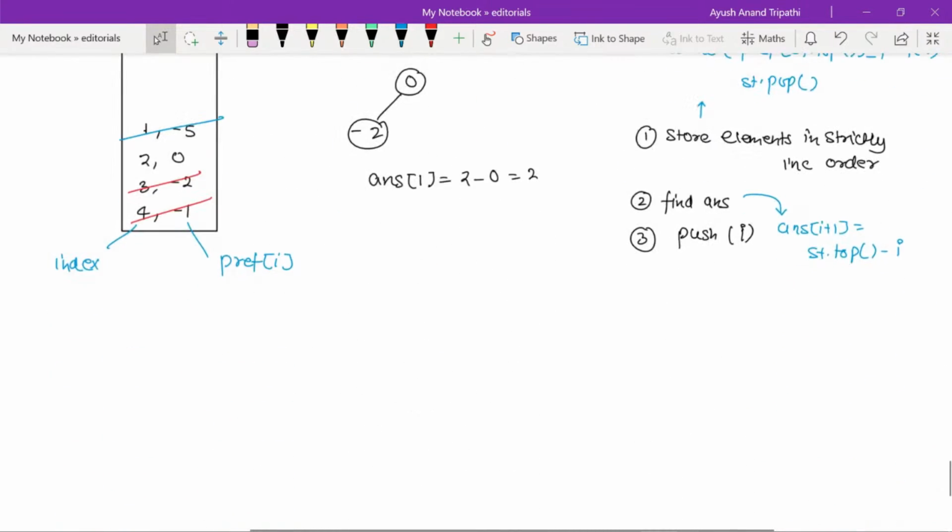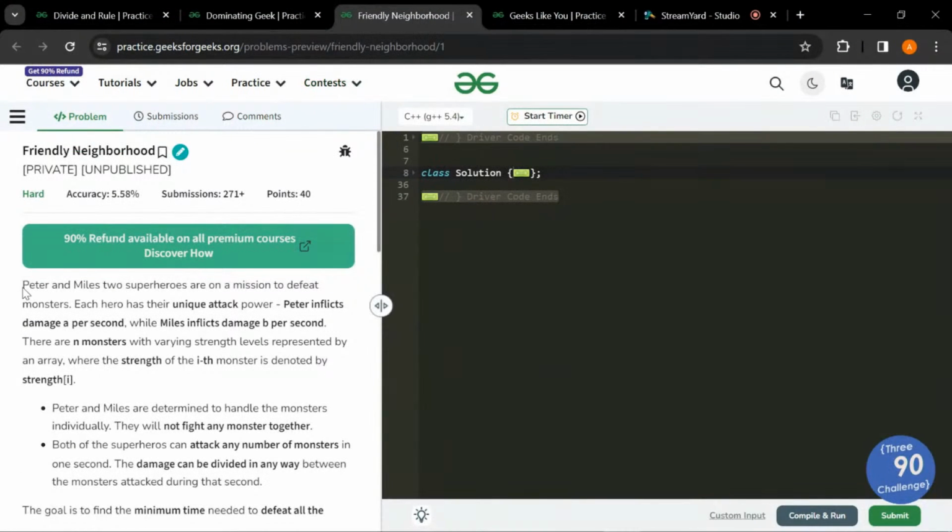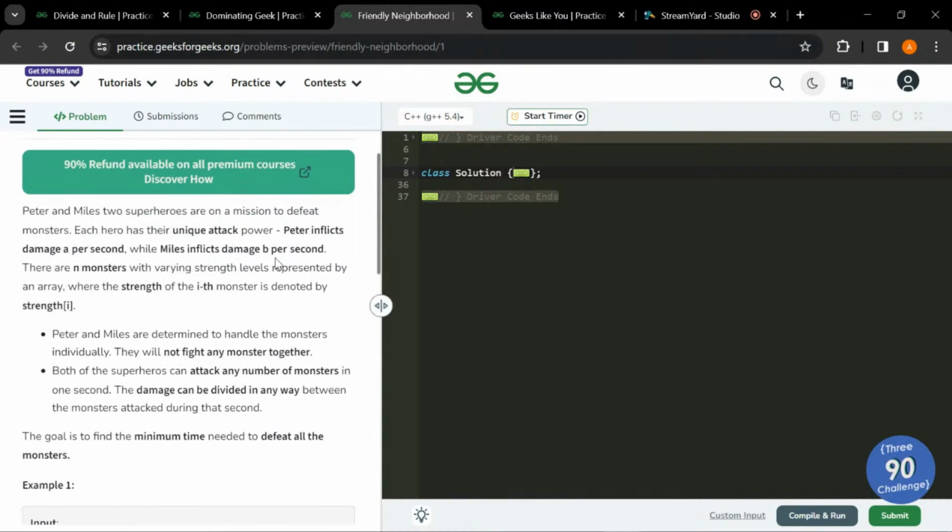So then the last problem, which is again an amazing problem. In this problem, Peter and Miles, two superheroes, are on a mission to defeat monsters, and each hero has their unique attack power. So Peter inflicts A damage per second, and Miles inflicts B damage per second. So this A and B is given to you. There are n monsters with varying strength levels represented by an array. Yeah, the fourth one was easier than the third one.